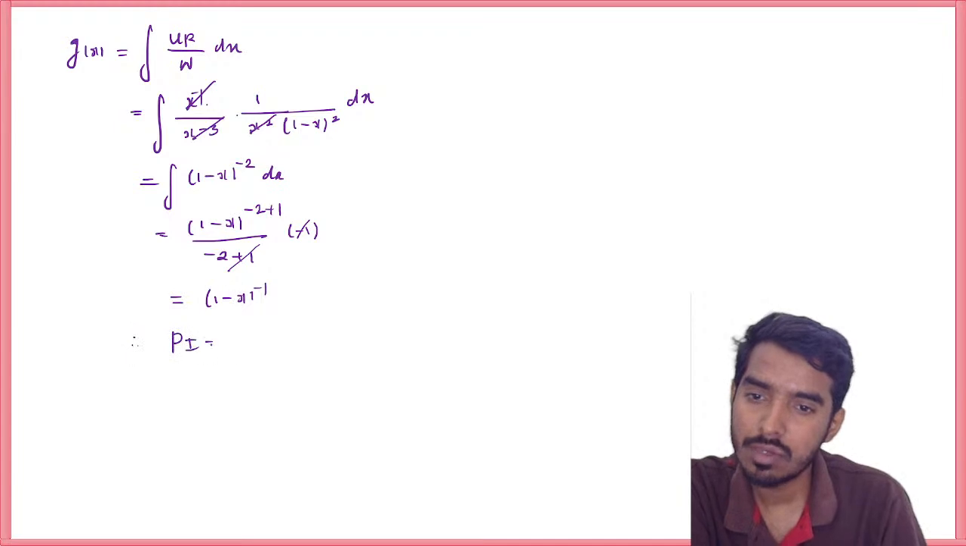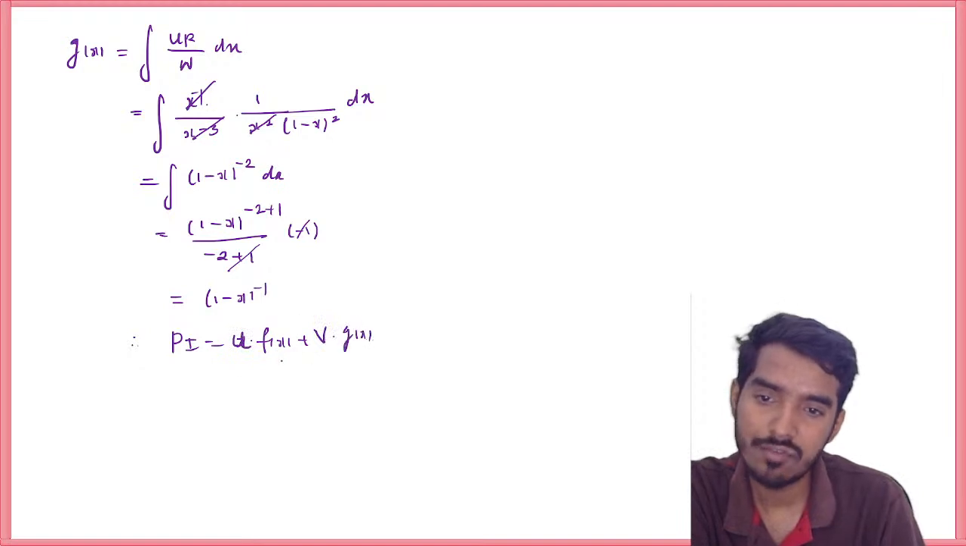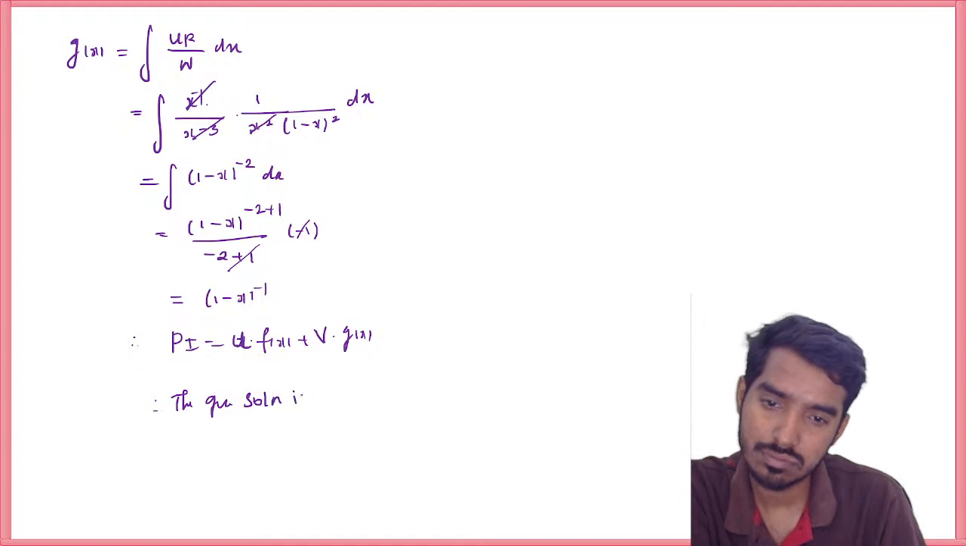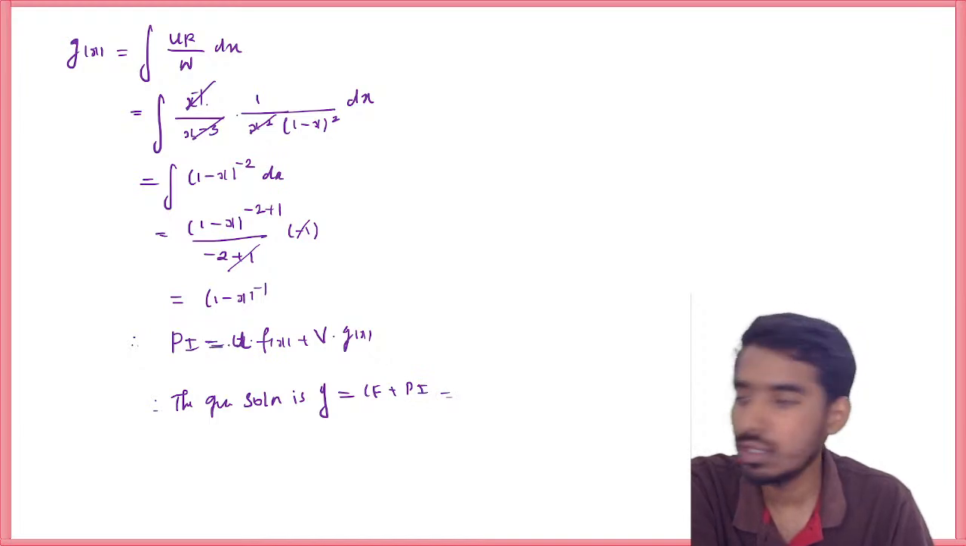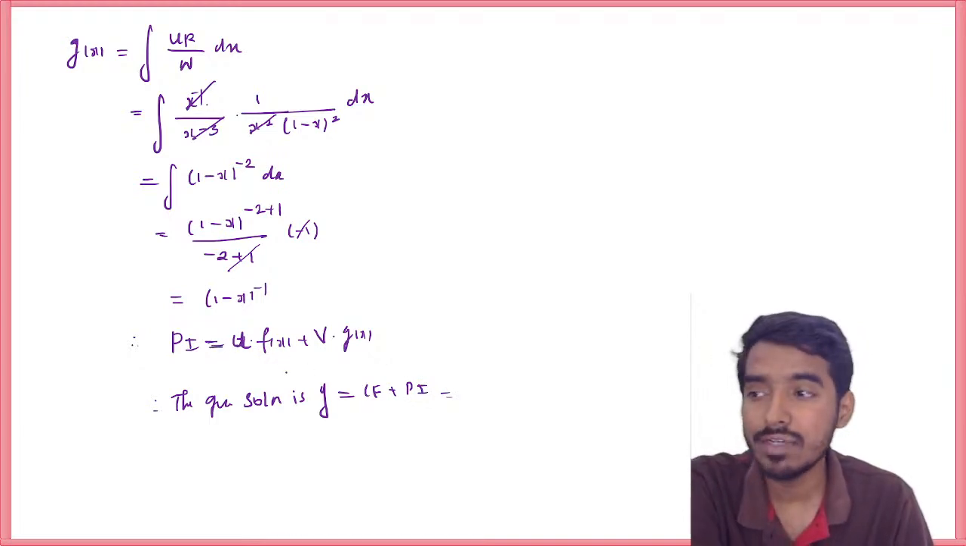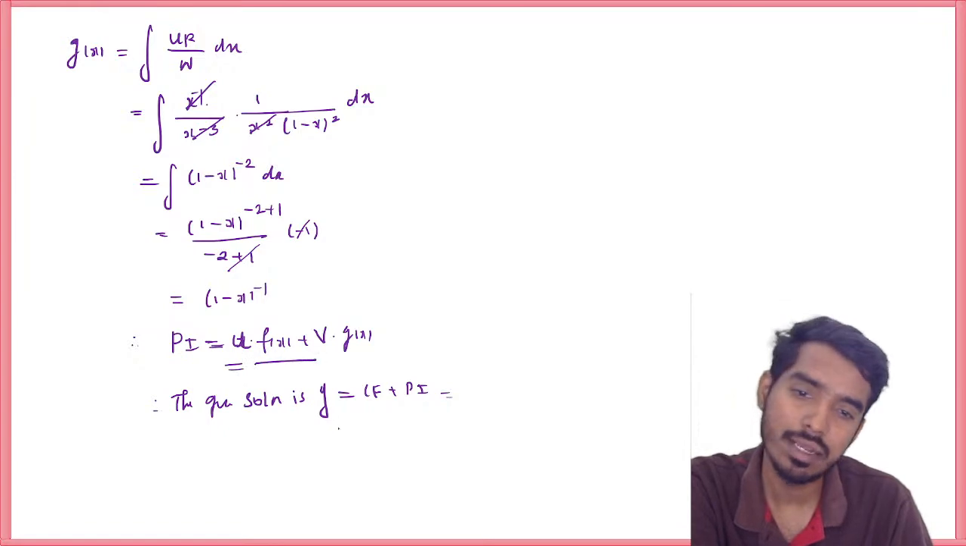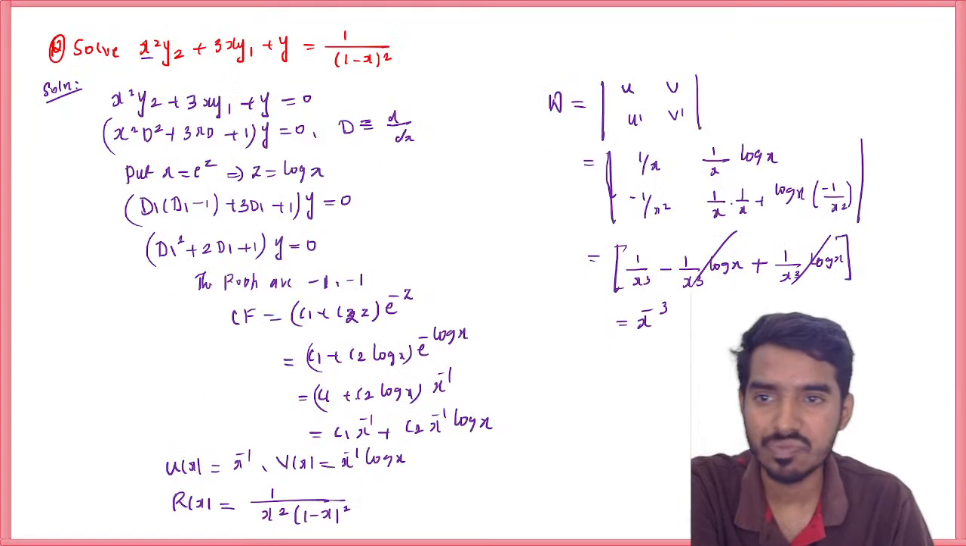Therefore, here is u into f of x plus v into g of x. Right? You need to add it up, right? You know u, you know v, you know f of x and you get g of x back here, and add it up to get the solution. Very simple.